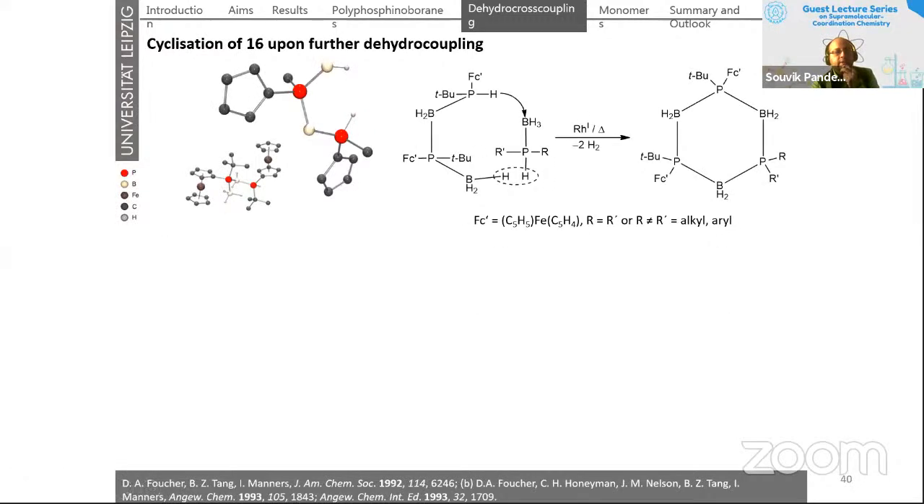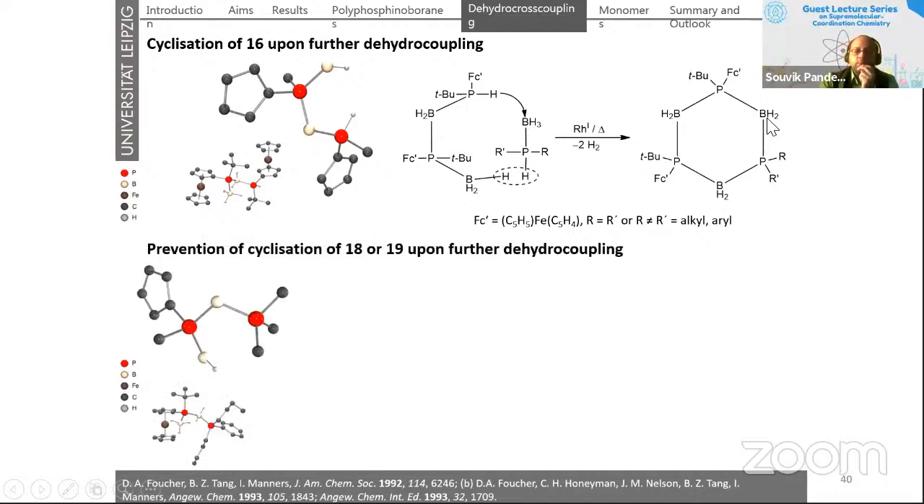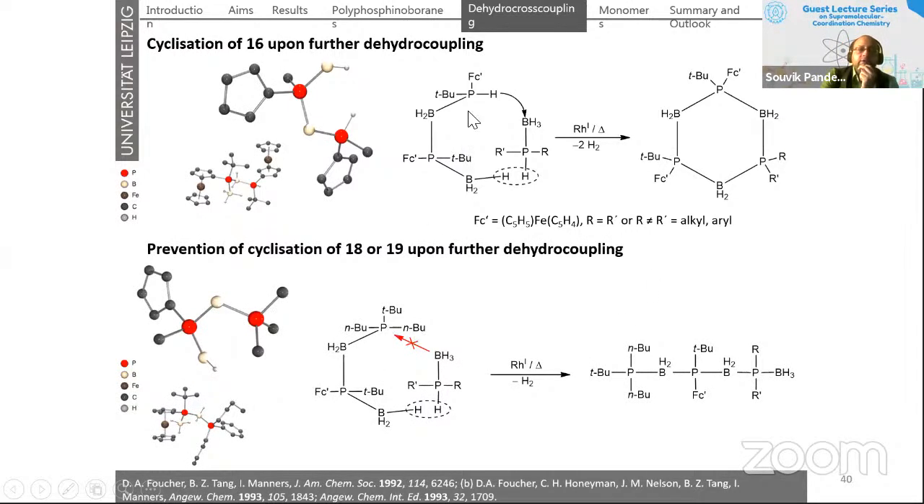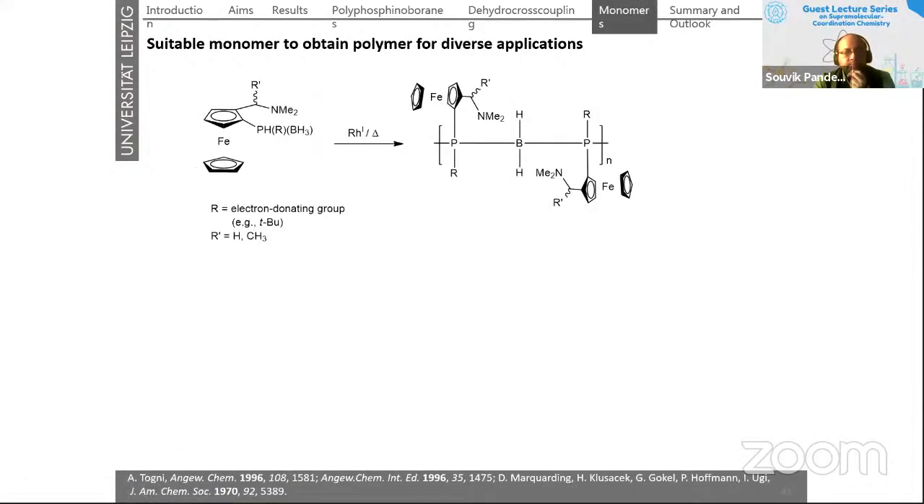And how can I explain the cyclization? How can I stop the cyclization? See here, when I have the dehydrocoupled product, I have a hydrogen at the end of the phosphorus, and we have the BH3, and they can couple and form the cyclic product. But in my product, you can see there is no hydrogen here. I have used the tertiary phosphines, and as a result, I do not see any coupling is possible. So I can get this kind of chain, only selectively.